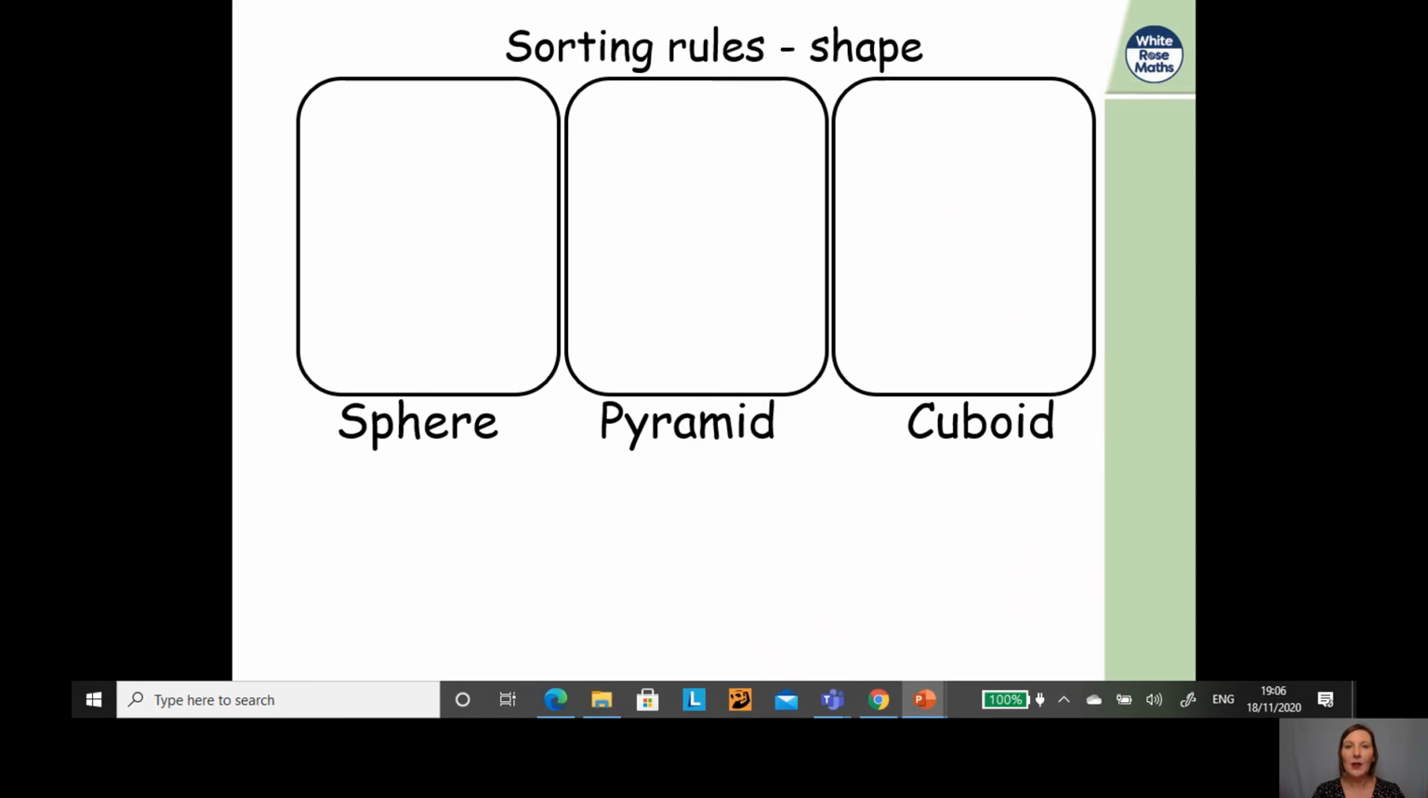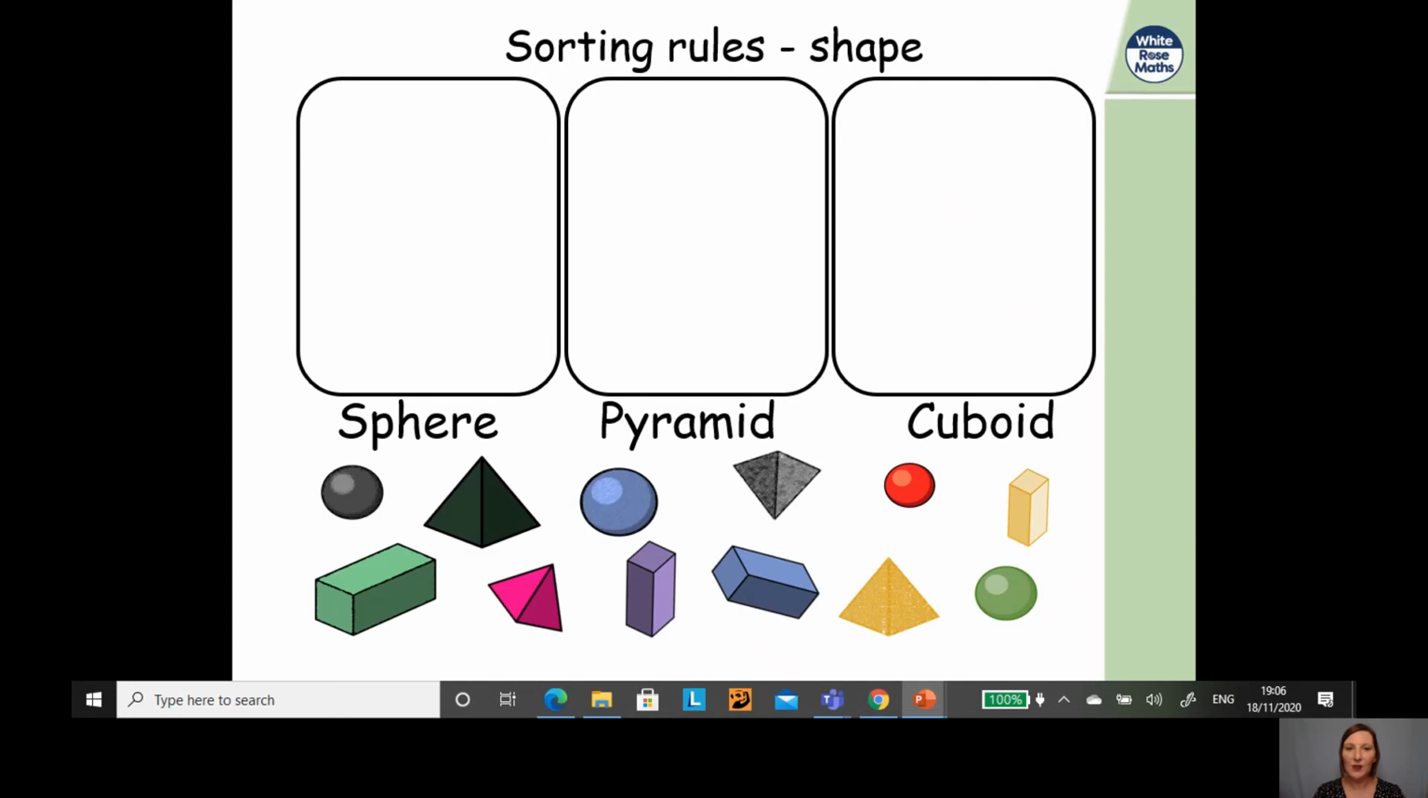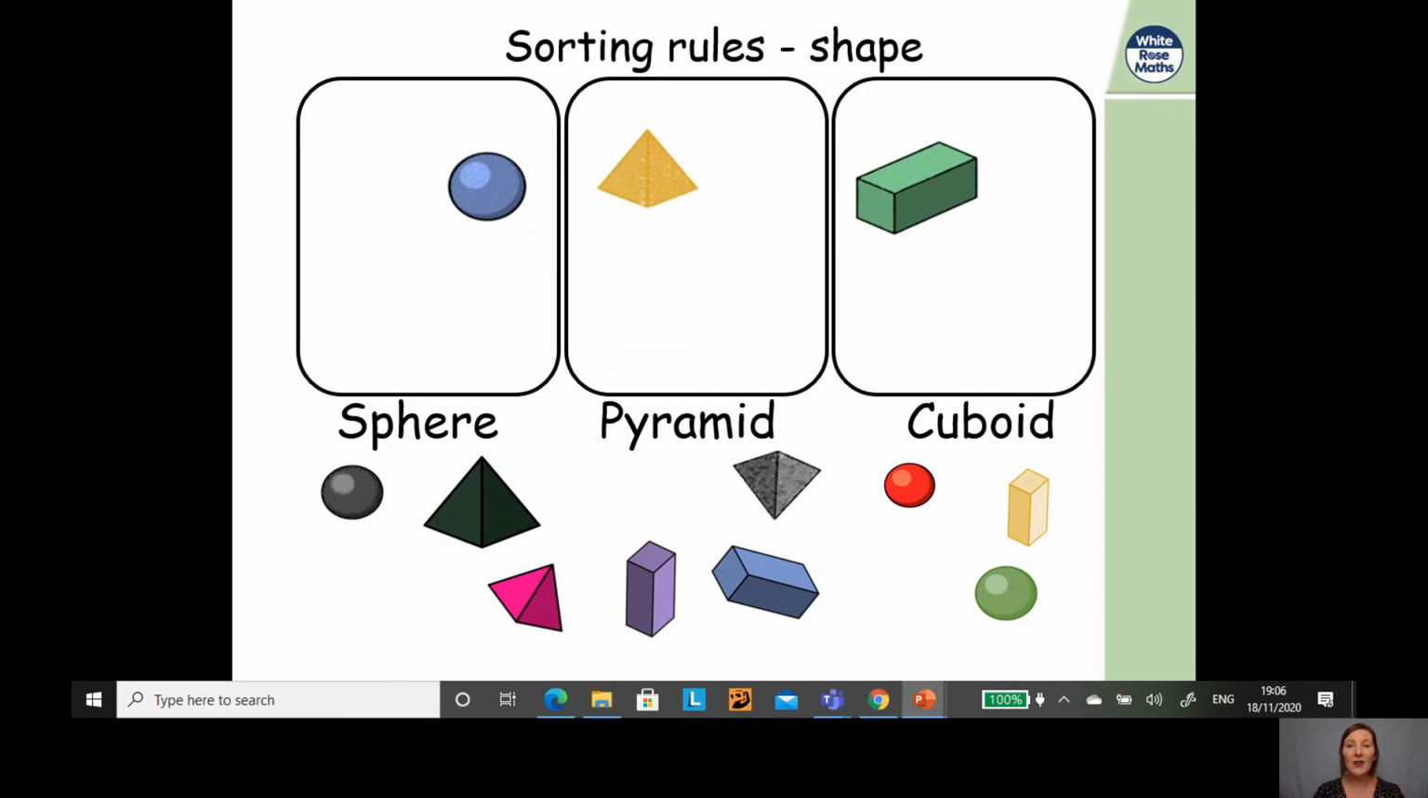Okay. Now I have some more shapes. I have a sphere to sort. I have a pyramid to sort. And I have a cuboid to sort. I wonder if you could help me. The sphere would go in here. The pyramid would go here. And the cuboid would go here. Oh, I wonder if you can help me sort these other shapes. Pause the video here, have a talk with the person in the room and see if you could sort them.